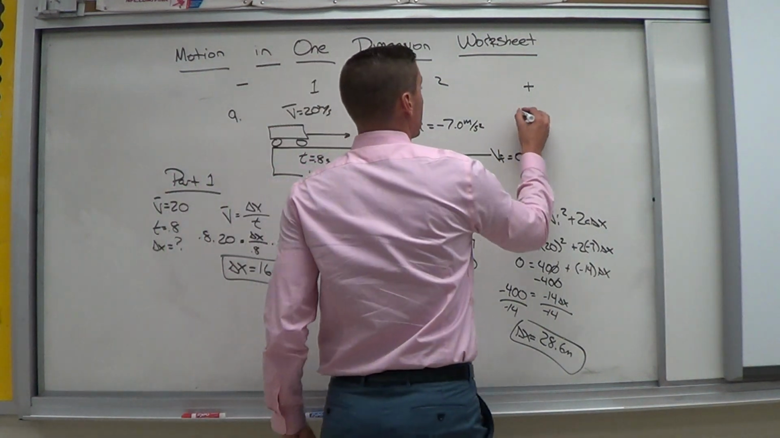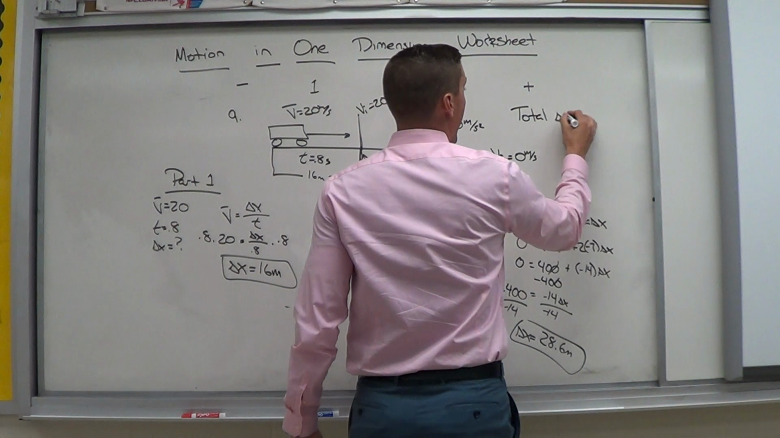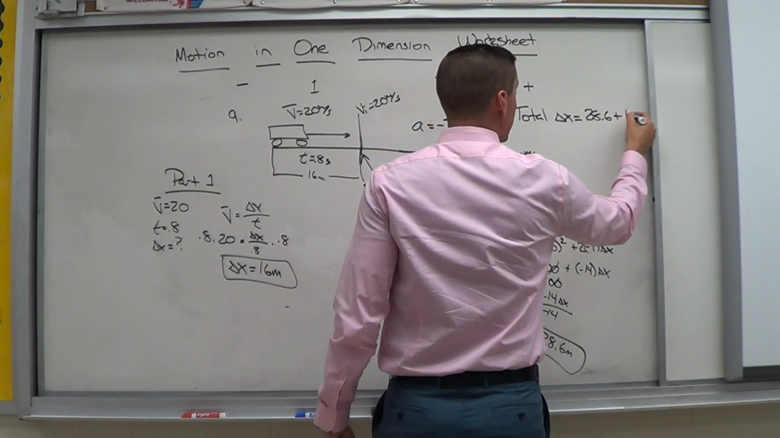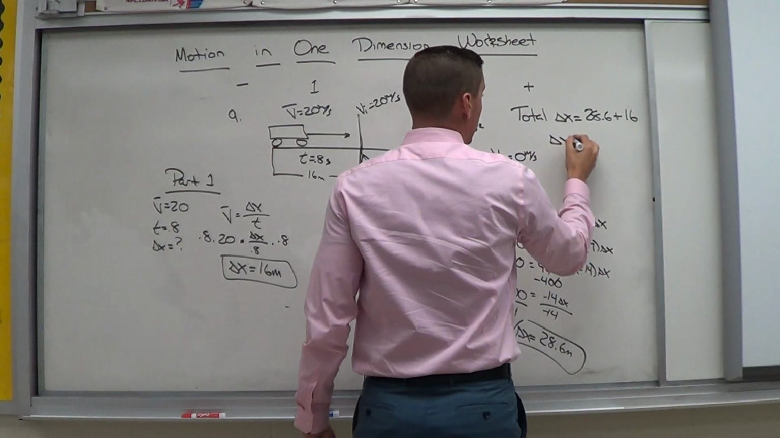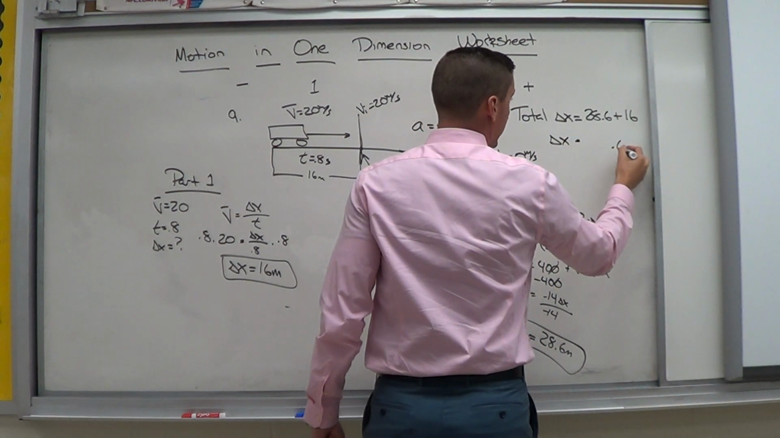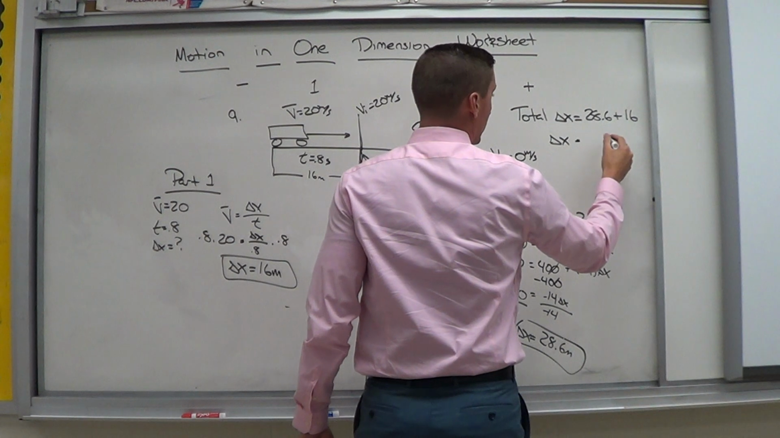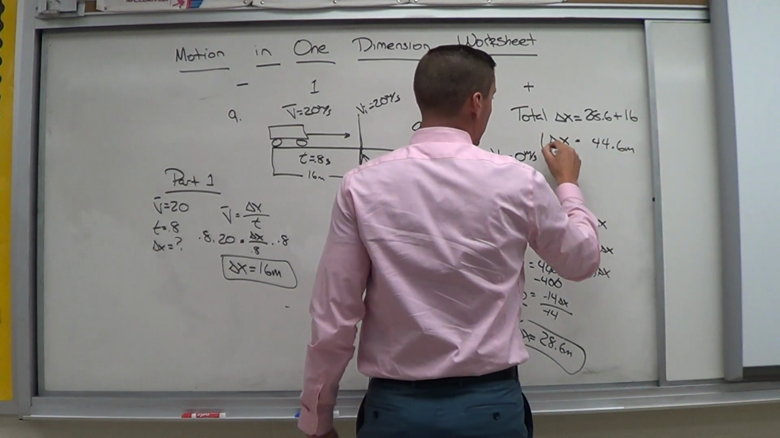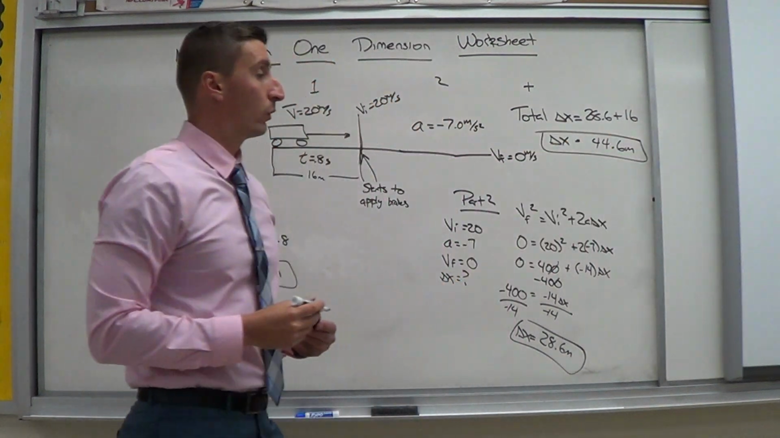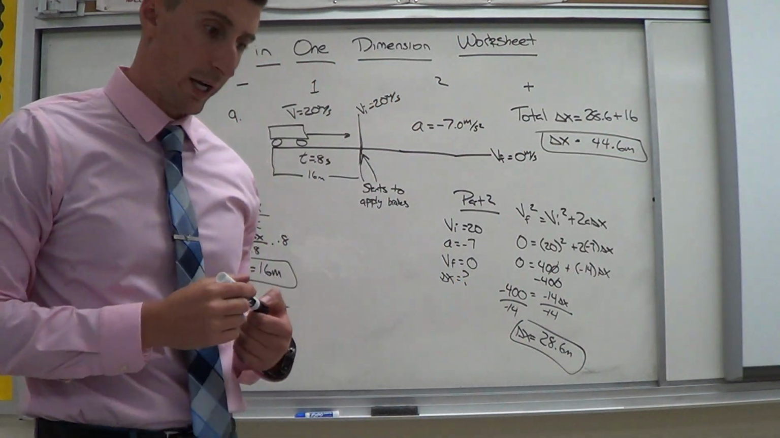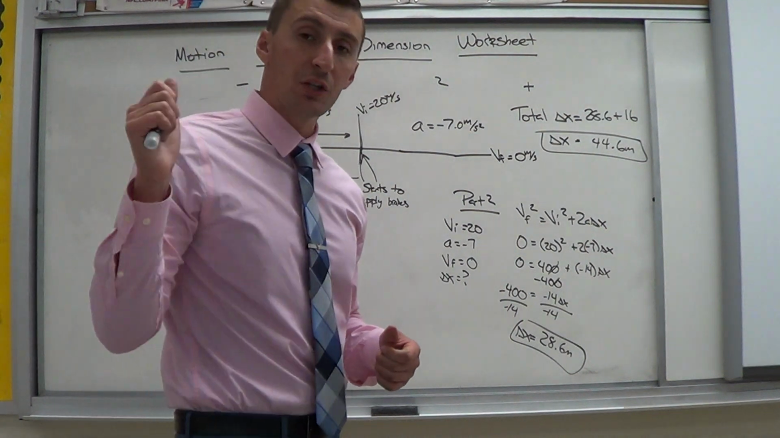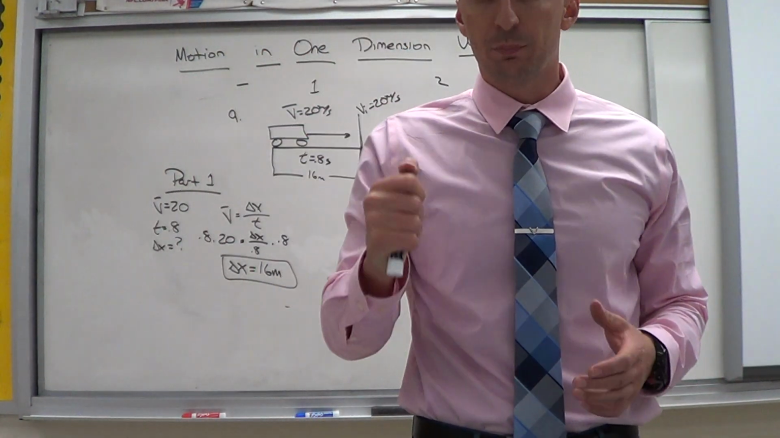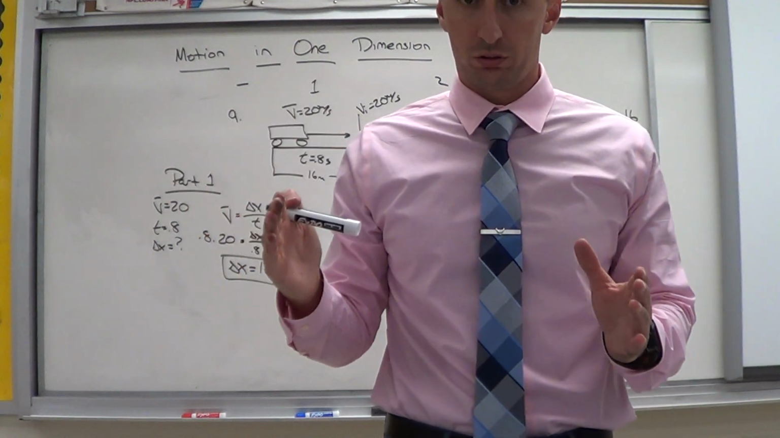So total distance, 28.6 plus 16, which gives me 44.6 meters. Anytime there's a change in acceleration, you need to break it up into different parts.